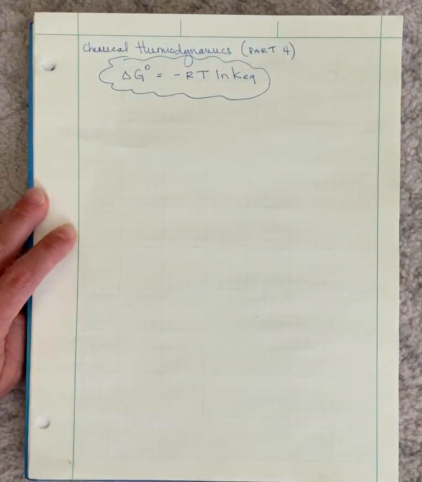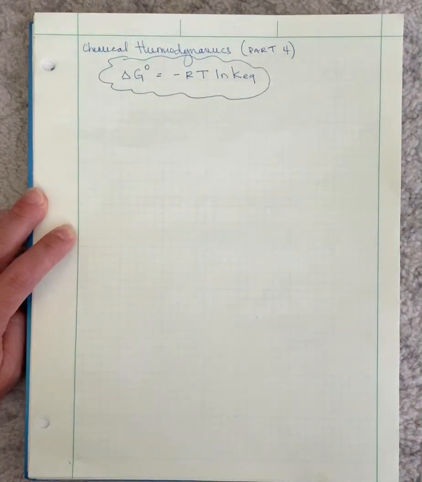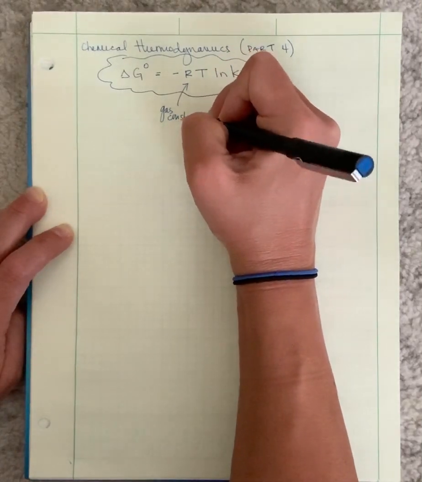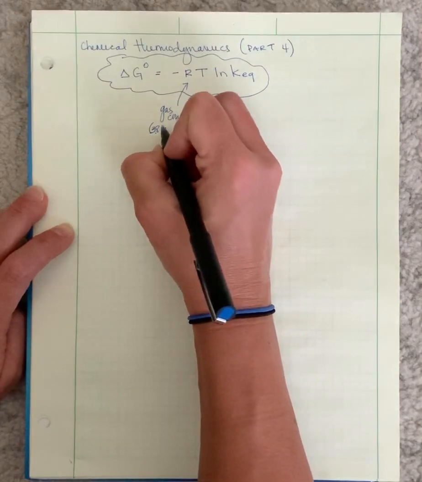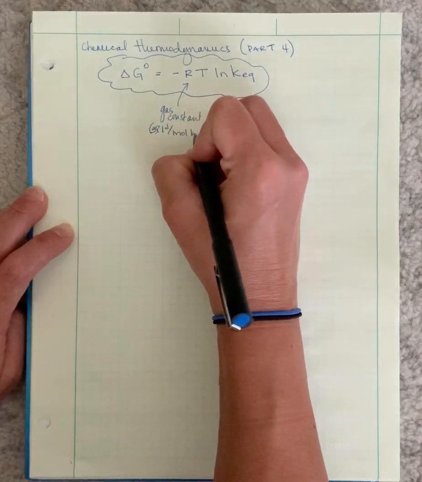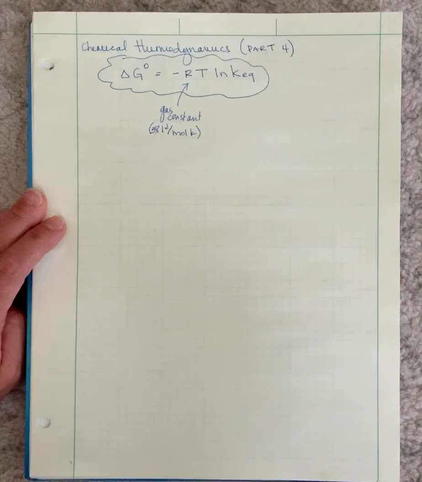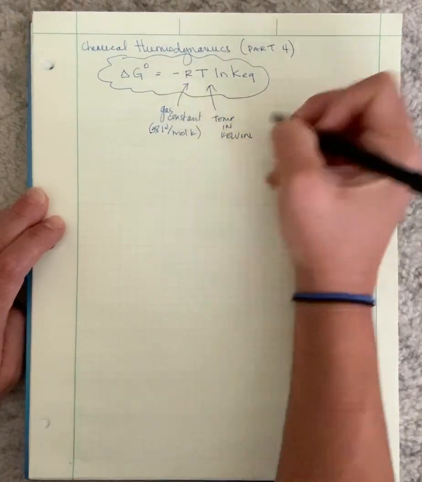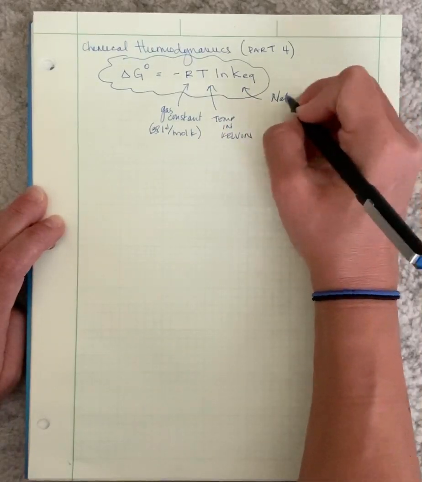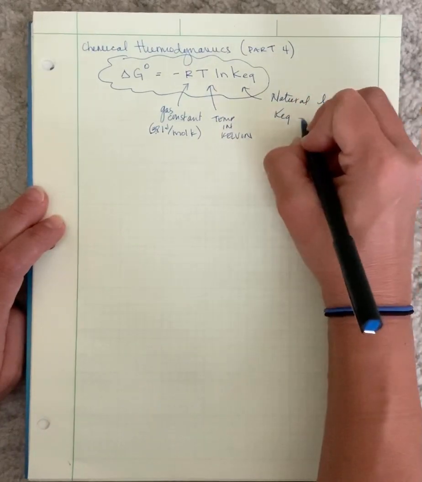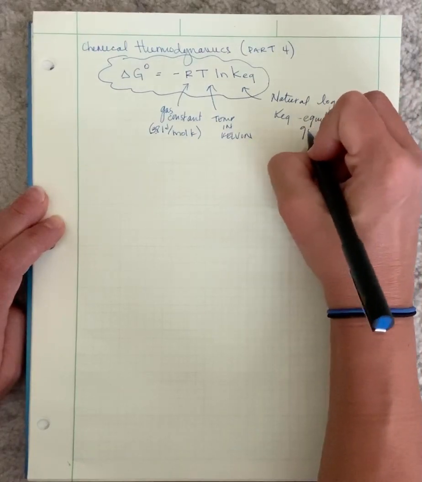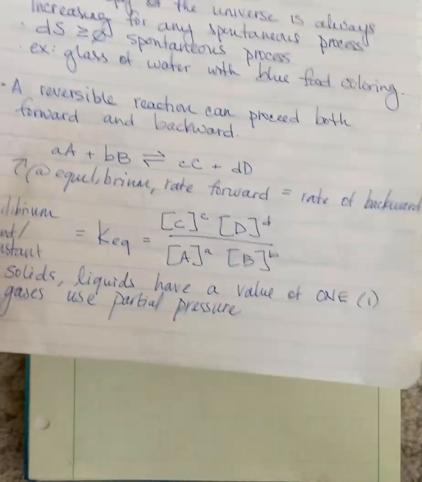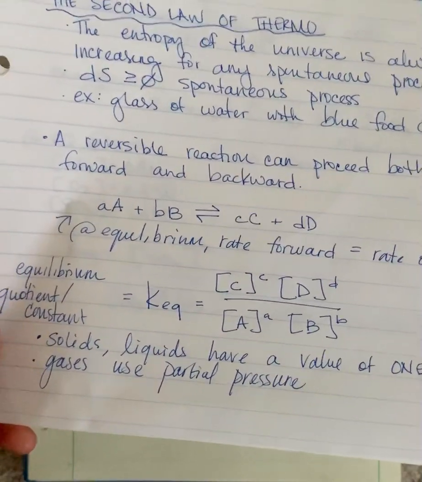So we know that the change in Gibbs free energy is going to be the summation of the change in Gibbs free energy of the products minus the reactants, but we can also set it equal to negative RT ln KEQ. So this is the gas constant, which is 8.314, or I'm sorry, 8.314 joules per mole Kelvin. And temperature is going to be in Kelvin. And then this is the natural log of the equilibrium quotient. And remember from chemical thermodynamics part 1, the equilibrium quotient was the products to their powers over the reactants to their powers.